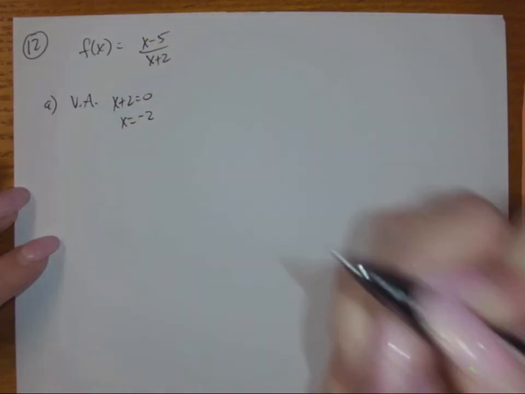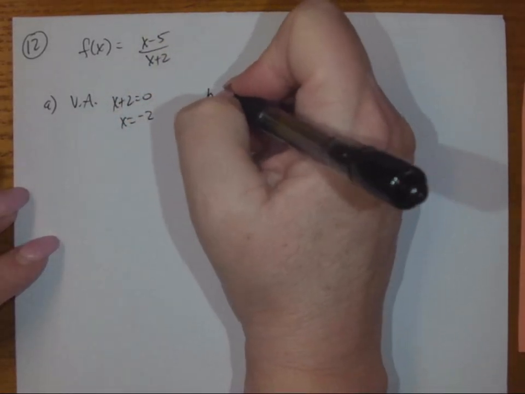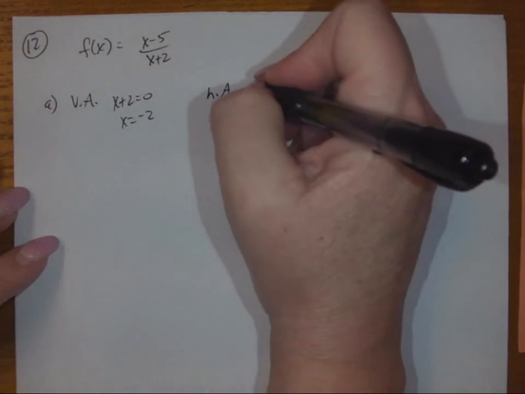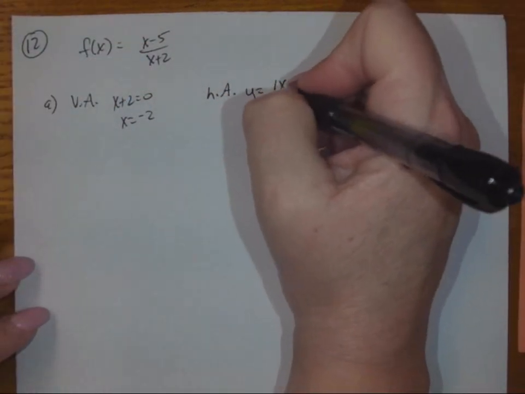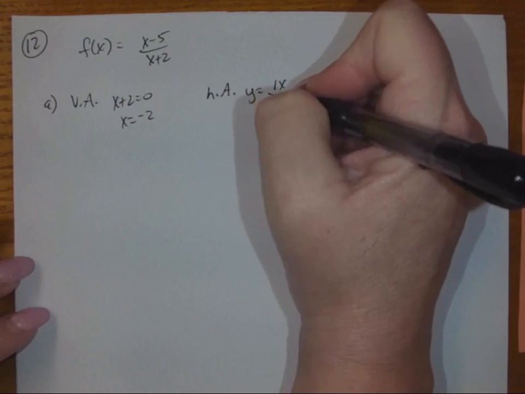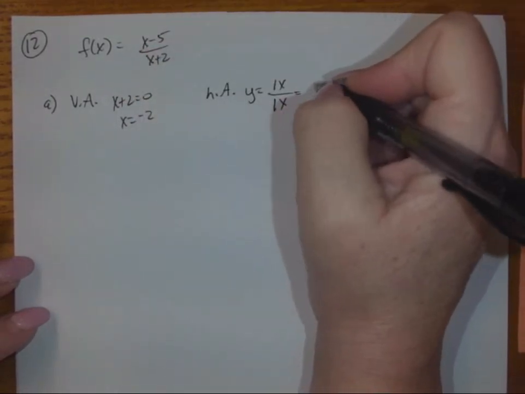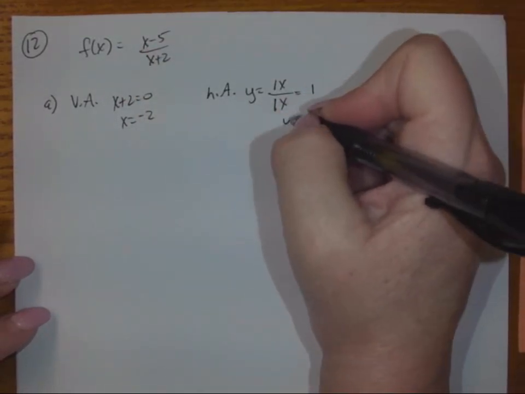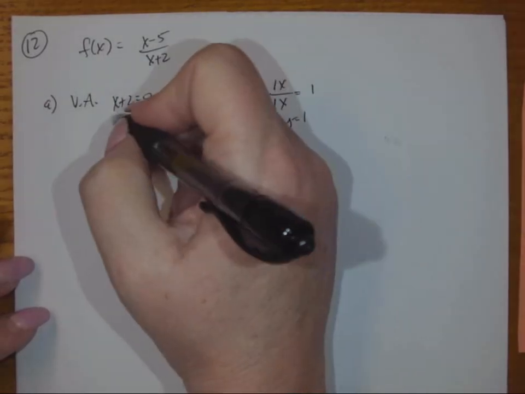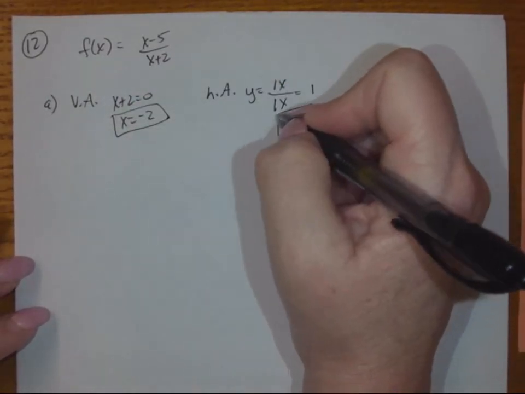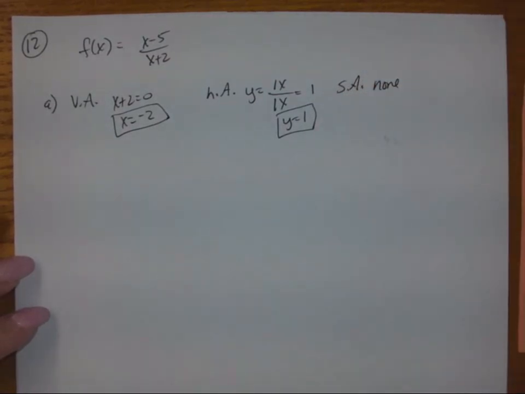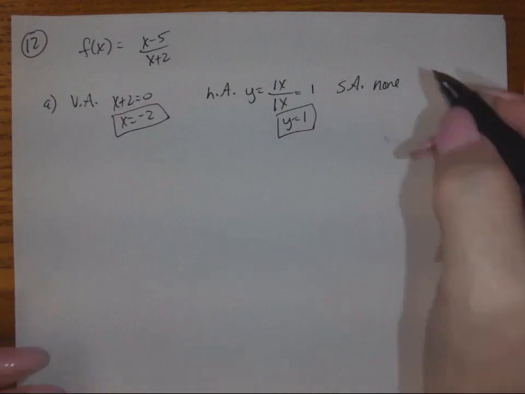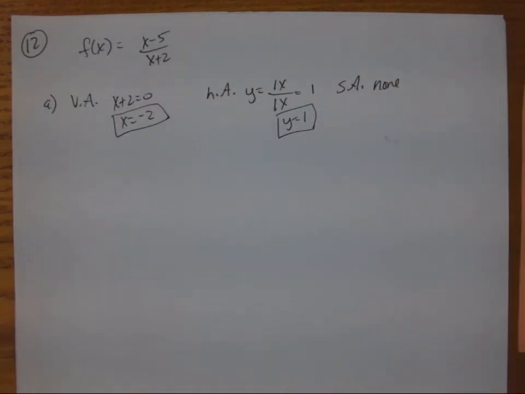So x equals -2. The horizontal asymptote is about the highest degree. The highest degree on this is x. So 1x over 1x, because we have one of each. That's just going to be 1. So y equals 1 is our horizontal asymptote. And if we have a horizontal asymptote, then we do not have a slant asymptote. So I wrote none on that one.